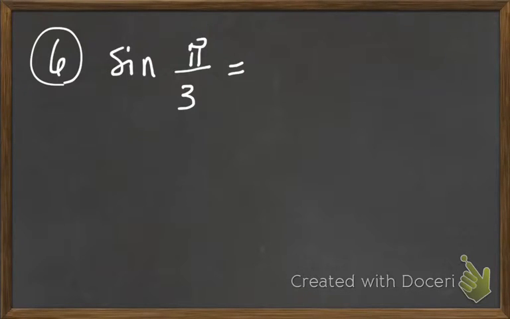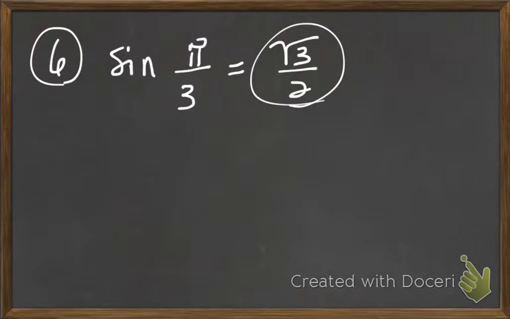So number 6 is asking you to rotate to pi/3 and give me the y value. Sine of pi/3 means rotate to pi/3. Sine means give me the y value. What's the y value at that point? Square root of 3/2. So this section will be a little bit simpler because they're not asking you for all 6 trig functions. They're just asking you for whichever one is in the problem.